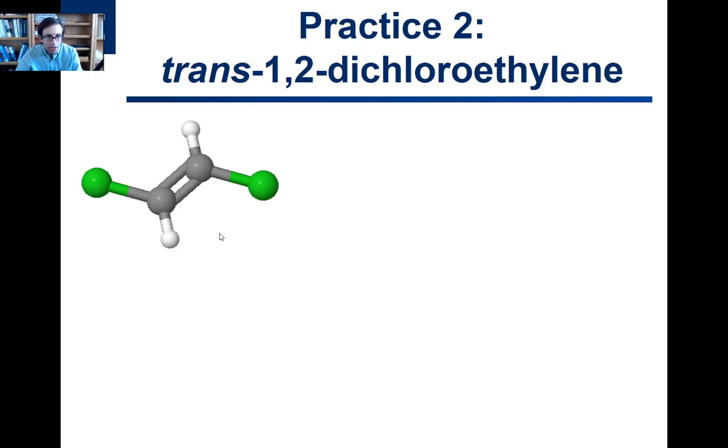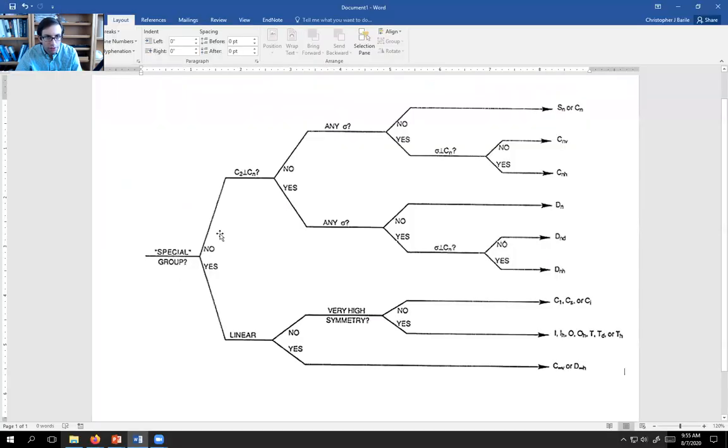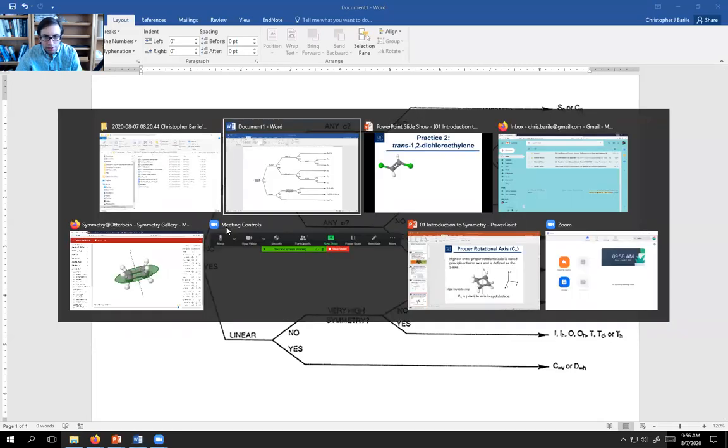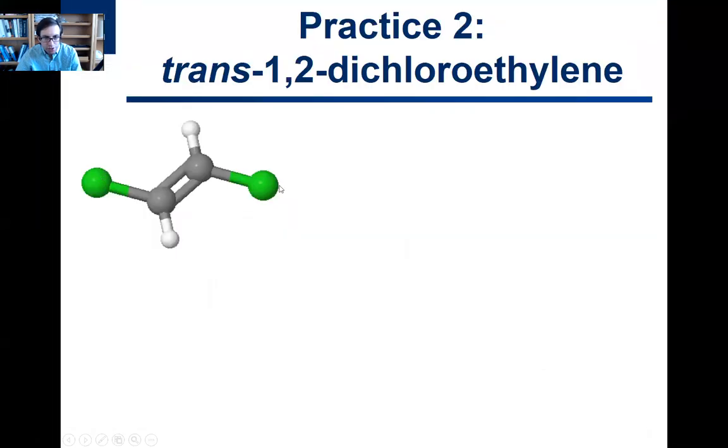So again, we're going to use the flow chart. Is it a special group? Is it linear? No, it's not linear, obviously, and it doesn't have very high symmetry or very low symmetry. You can see there is some symmetry to this. There's two things here, two things here, two things here. We expect there to be rotations or mirror planes or something, right?